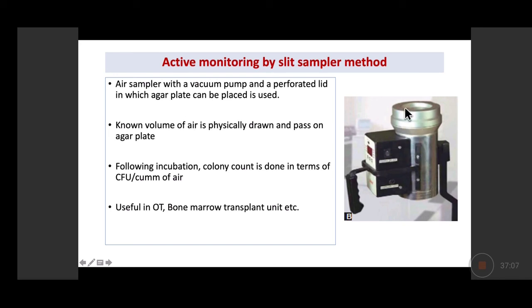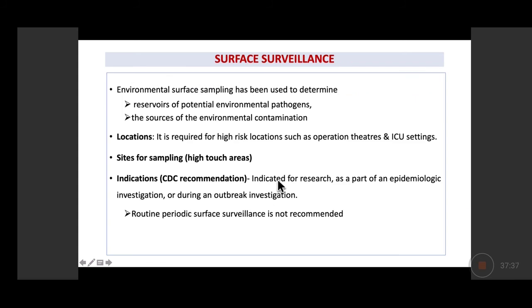Another method is active monitoring by the slit sampler method, in which this is an air sampler. It is a device in which we apply a blood agar plate, and a known volume of air is passed through this machine. The air will pass over that agar plate. Then the agar plate is taken out and incubated, and the colony forming units in terms of volume of air are counted. It is generally useful for the OT and bone marrow transplant unit.